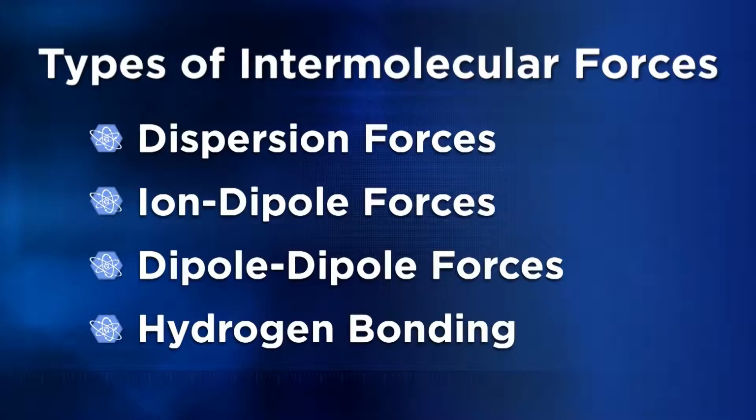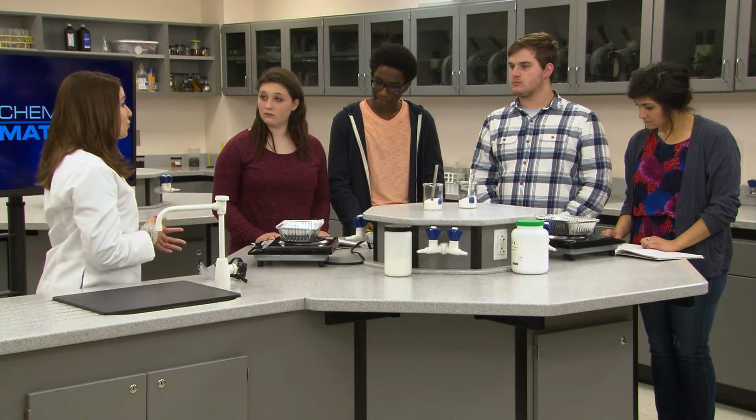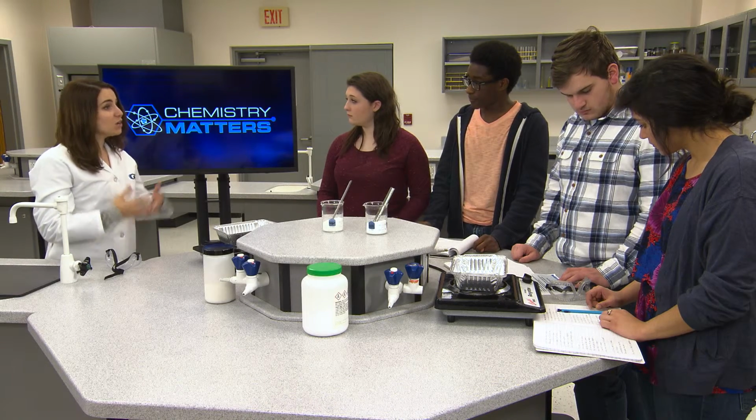In the 5th video on the Unit 4 playlist, our students conducted a jigsaw activity to explore the properties of the 4 main types of intermolecular forces, listed here from weakest to strongest: dispersion-London forces, ion-dipole forces, dipole-dipole forces, and hydrogen bonding. We also conducted a lab comparing the melting temperature of a covalently bonded compound, sugar, to the melting temperature of an ionically bonded compound, sodium chloride.